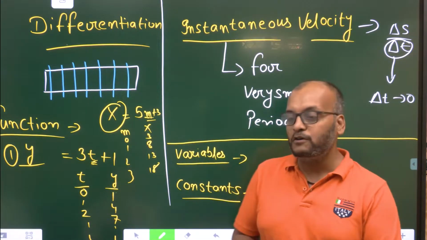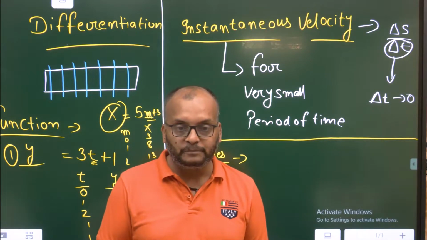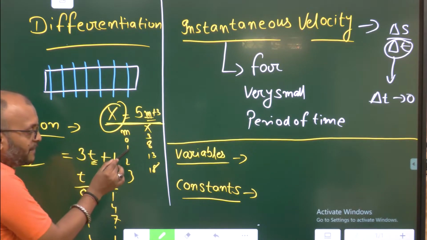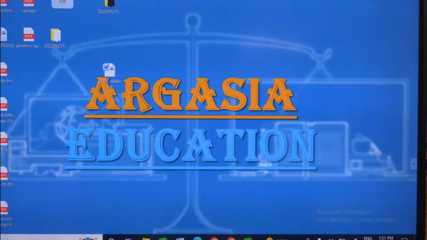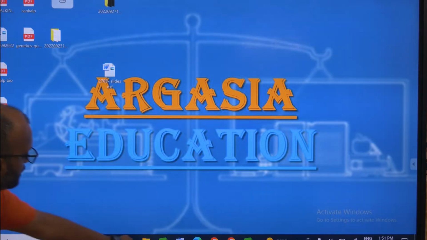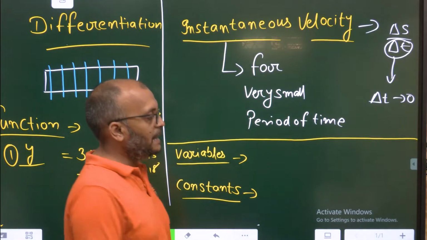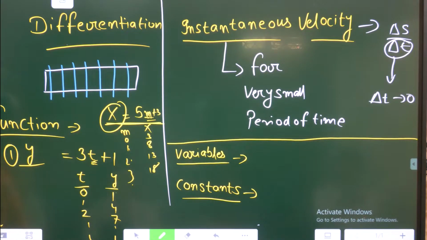So, variables and constants. What are variables? Anything that changes its value. See, in the same question, I am saying m is the variable. So, m is having different values. Tell me yes or no. Yes, sir. M is changing its values continuously. Here, t is changing its values continuously. Okay? So, such quantities that change their values continuously are known as variables.